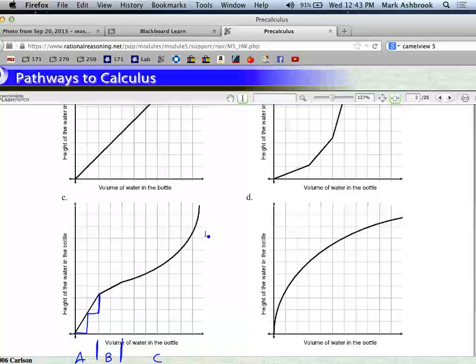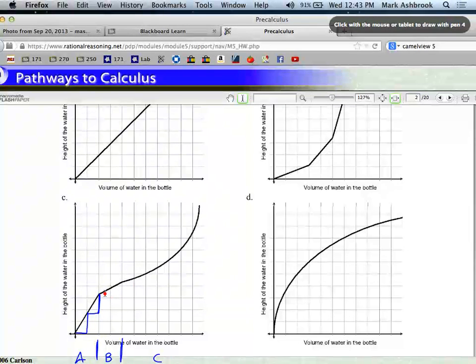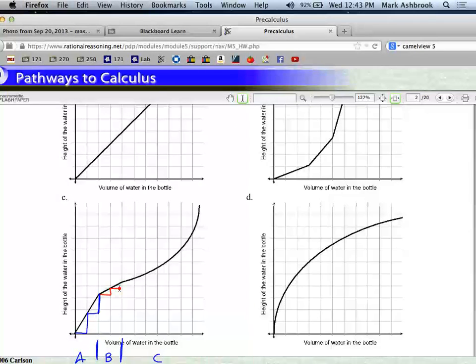All right, and then in this part, next part of the bottle, same amount of volume, I get a little change in height, same amount of volume again. How do those changes in height compare to each other? Yeah, so this is another constant rate of change, but a different constant rate of change, right?